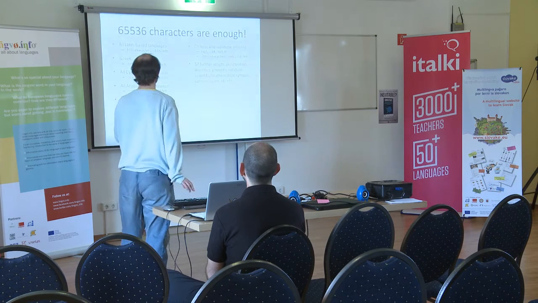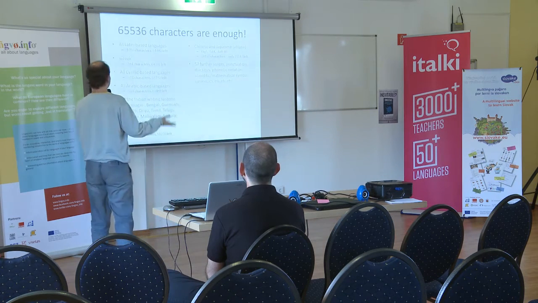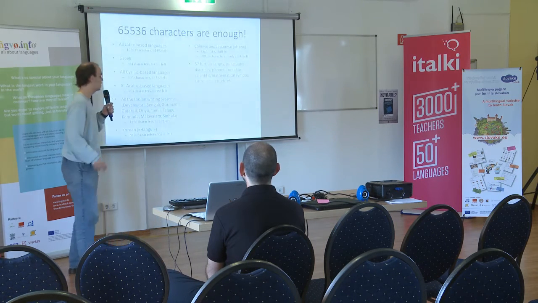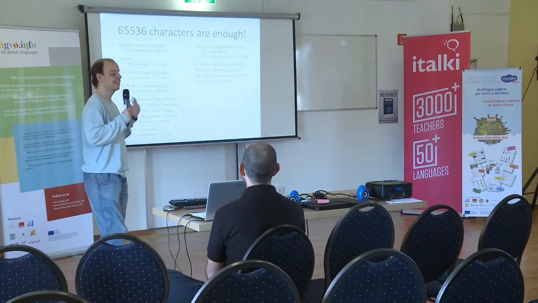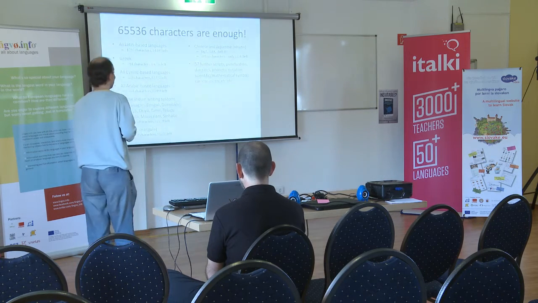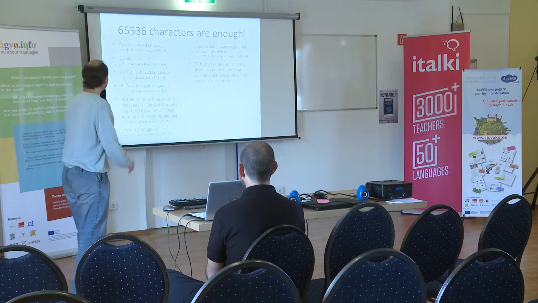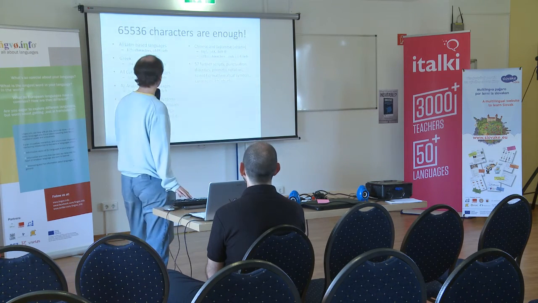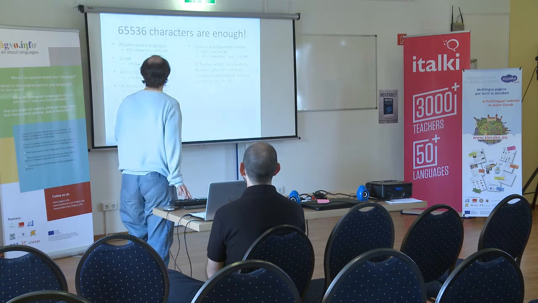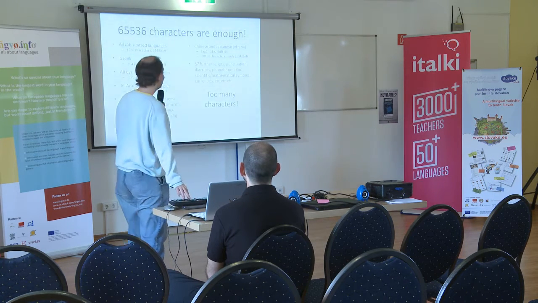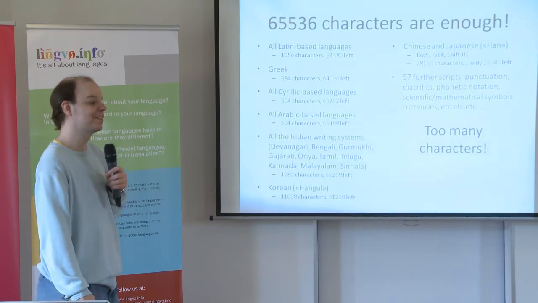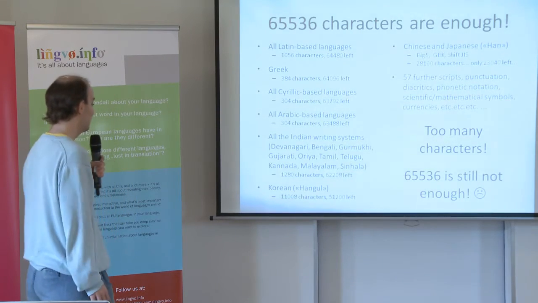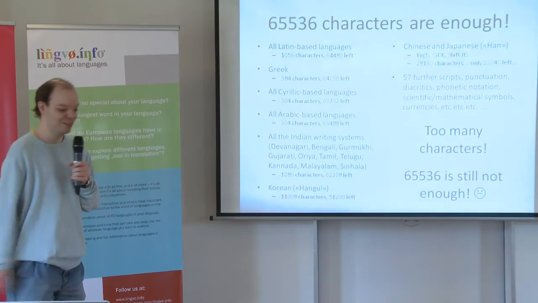Now, obviously, writing systems aren't the only things. You also have punctuation marks, diacritics, phonetic notation, scientific mathematical symbols, things like integrals, contour integrals, less than, greater than, subset of whatever. Currency symbols, yen, euro, whatever. There are lots of currencies. You wouldn't believe how many there are. So we end up finding that 65,536 actually is not enough. So what do we do?